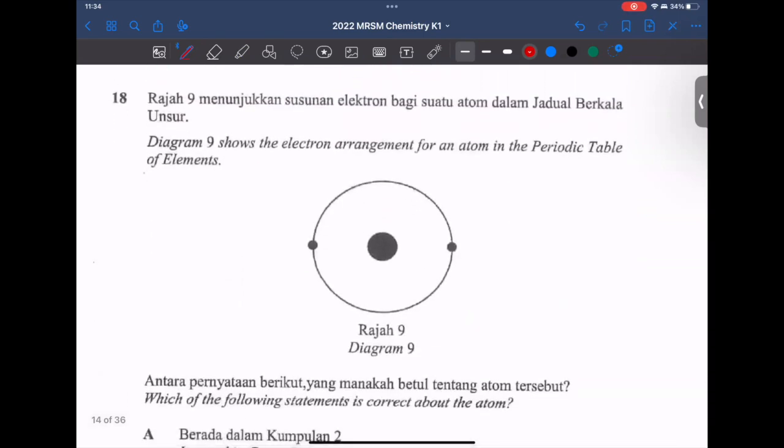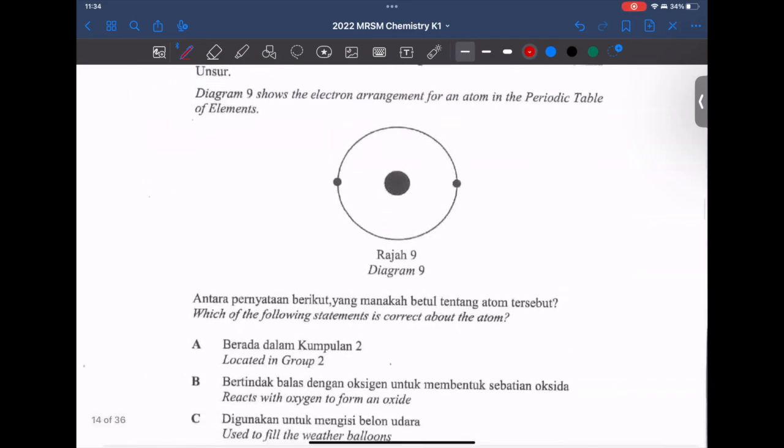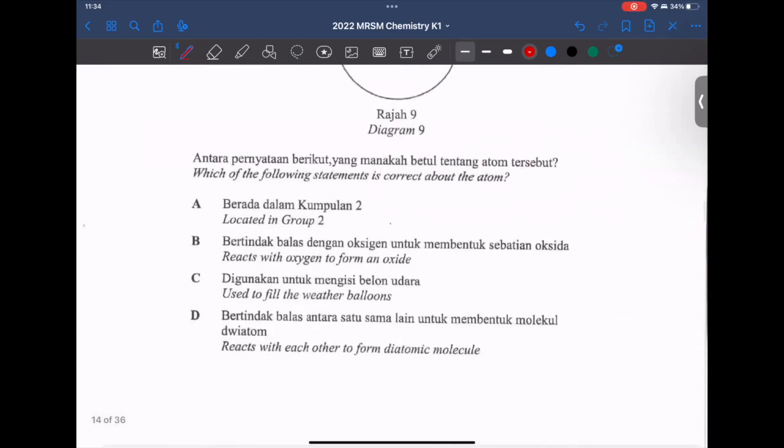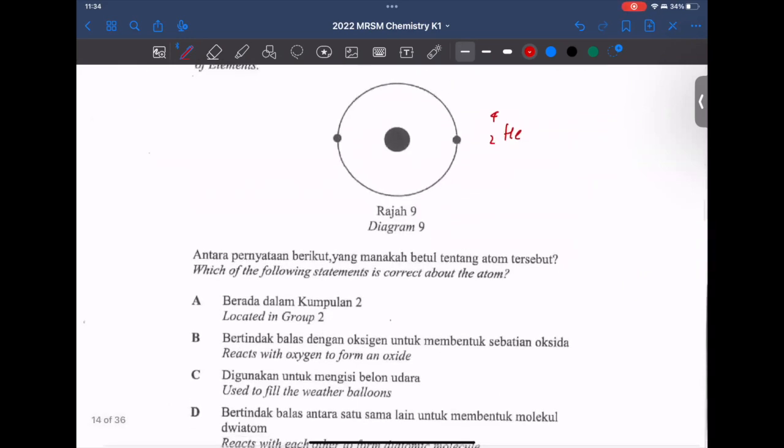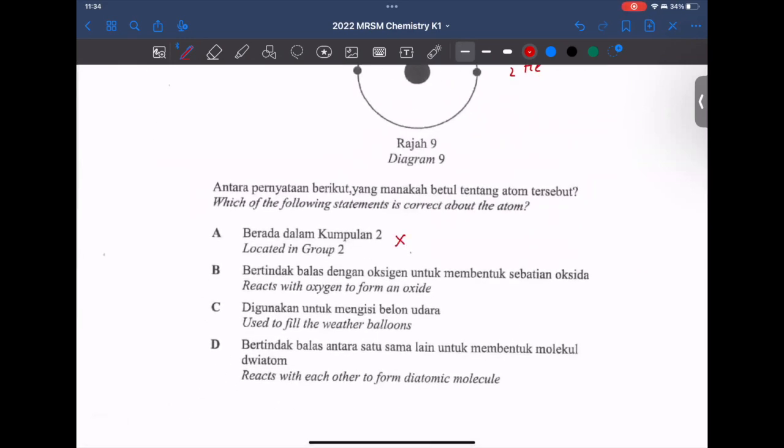18, diagram 9 shows the electron arrangement for an atom in periodic table elements. So this is 1 shell, 2 electrons, so this is definitely helium. All right. Which of the following statements is correct about the atom? This is actually a duplet already, so it's not in group 2, it's in group 18.